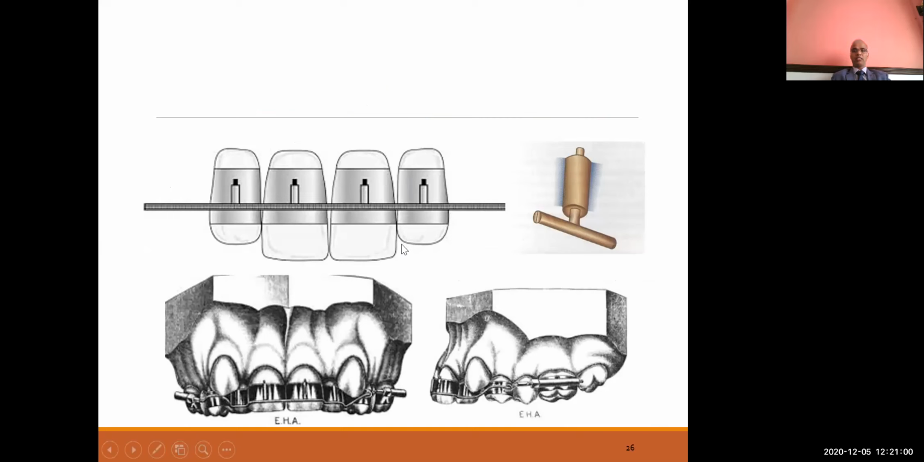These are the pin and tube appliances. These are the tubes soldered or welded to the bands. These are arch wires which have pins. Arch wires which have a shoulder field.